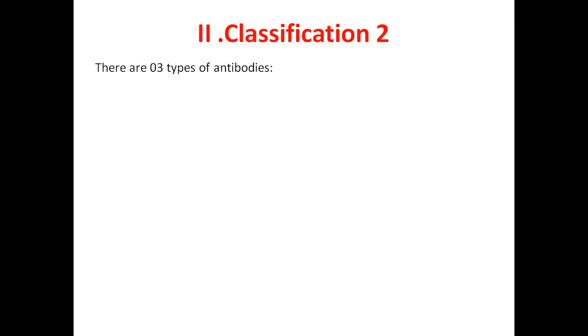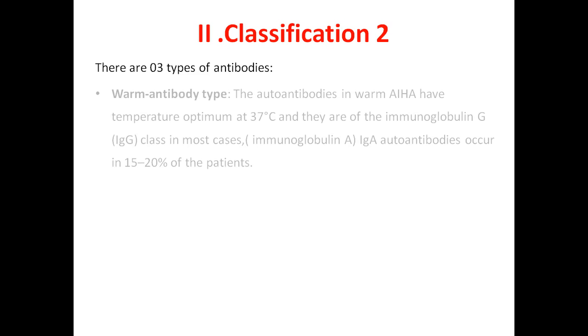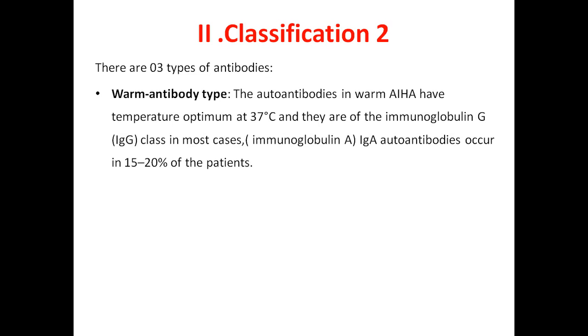Classification according to the thermal range of antibody recognizes 3 types of antibodies. Warm antibody type. The autoantibodies in warm autoimmune hemolytic anemia have temperature optimum at 37 degrees Celsius, and they are of the immunoglobulin G class in most cases. Immunoglobulin A autoantibodies occur in 15 to 20% of the patients.